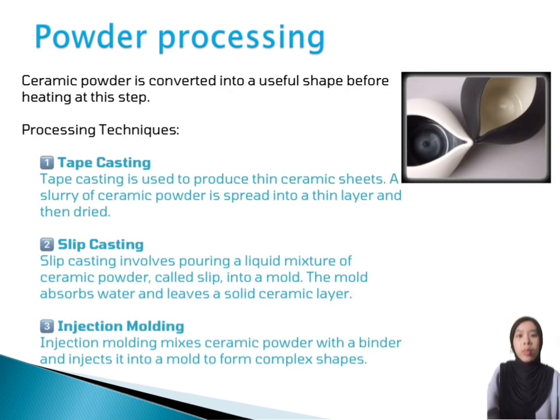For powder processing, the ceramic powder is converted into a useful shape before heating. It has 3 processing techniques. The first one is tape casting. Tape casting is used to produce thin ceramic sheets. A slurry of ceramic powder is spread into a thin layer and then dried.